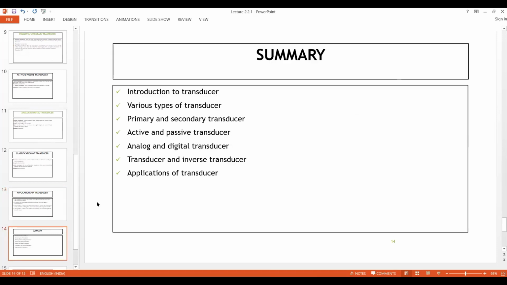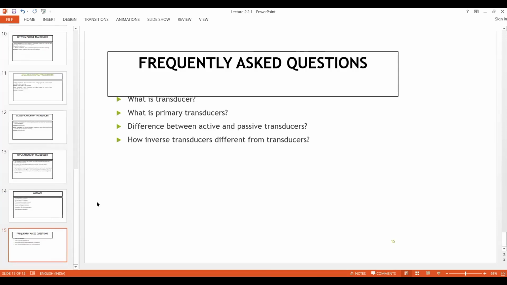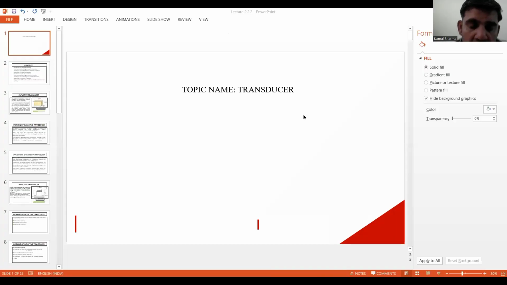We studied different types of transducers, along with their conversion principles. So this question can be asked, and you can note it down: active and passive transducers, how they are different from other transducers. That we discussed. Now, after this, we are going to study different strain gauges, and the capacitive, resistive, and inductive transducers.